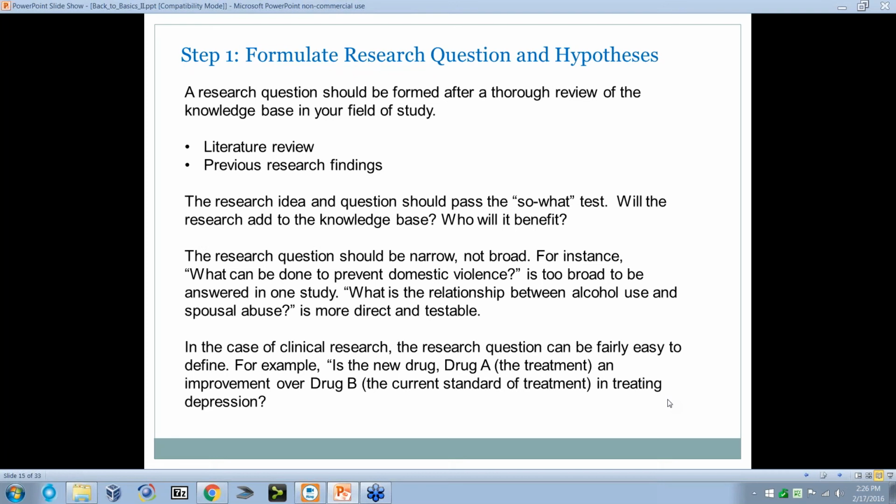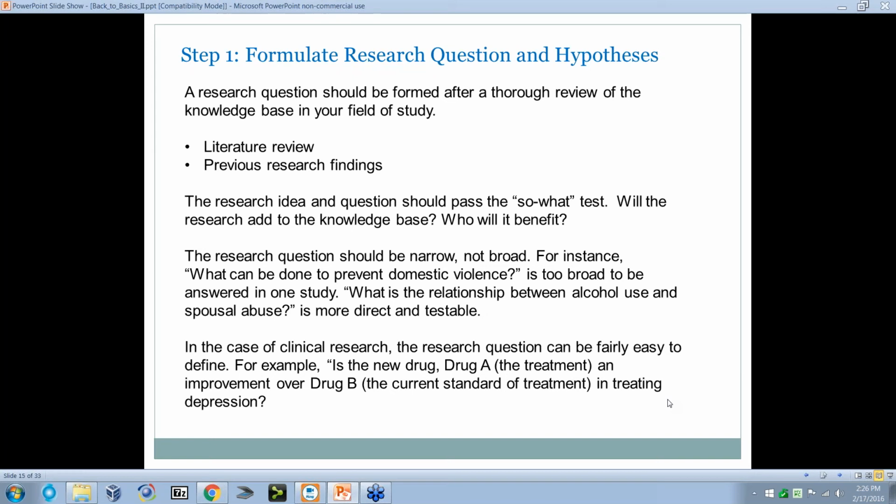All right, so step one, we're going to formulate our research questions and our hypotheses. Research questions should be formed after a thorough review of the knowledge base, so do your literature review. For those of you working on your dissertations, a lot of schools want your chapter 1 first, with your introduction and your theoretical framework, which is great. But I think you should do your literature review first. See what's out there, because that's going to help you form your study.